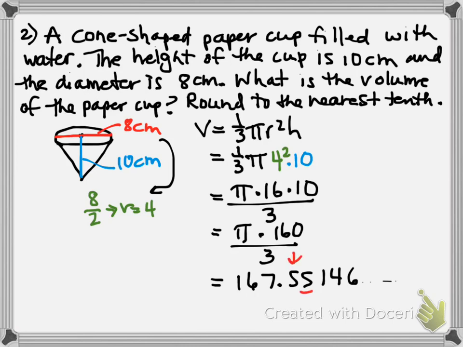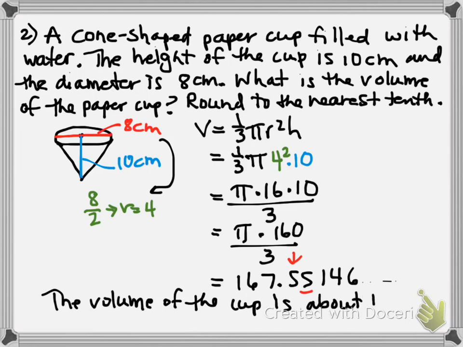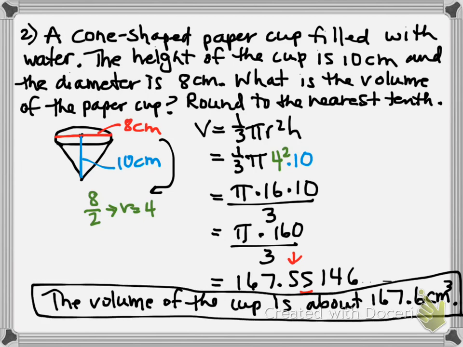It is. So our answer is the volume of the cup is about, that tells you it's rounded, 167.6, and the label would be what? Cubic centimeters. Okay? So notice I had a word problem, so I got a word answer. Okay? So the last example I want to do for you is one of those composite figure ones.